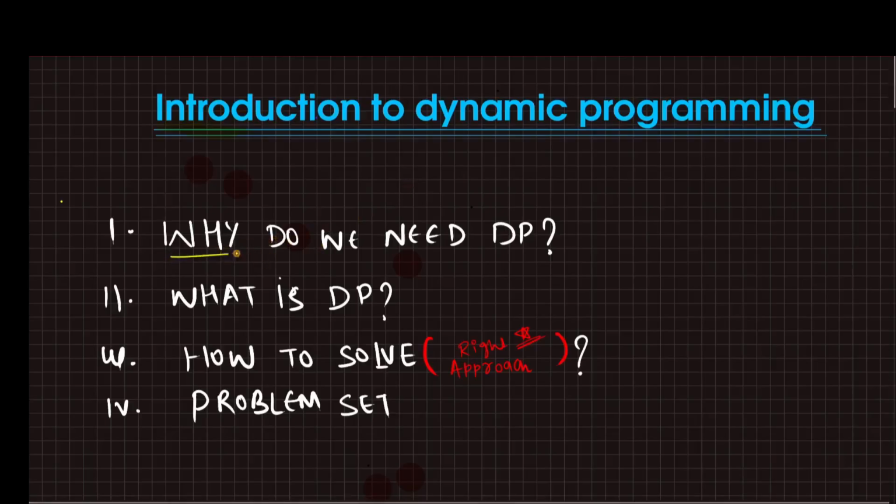First, why do we need DP in the first place? And what is the requirement of DP? And what kind of problem does it really solve? Second, we will see what is DP.